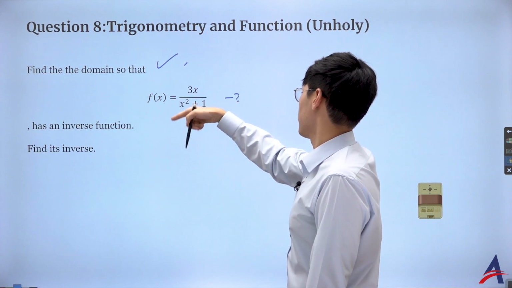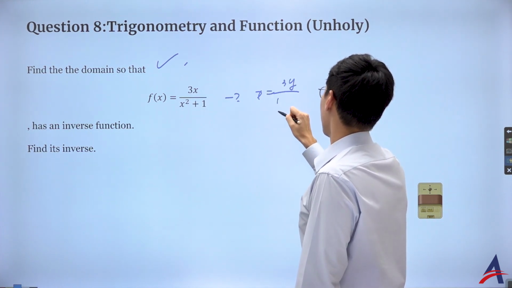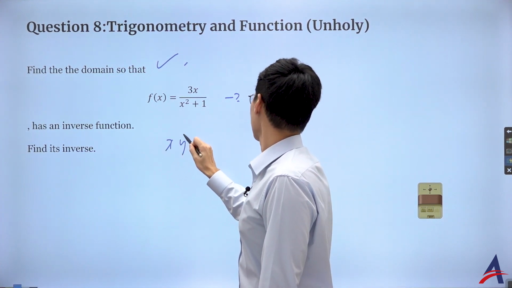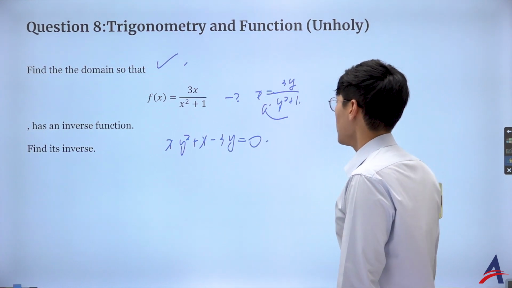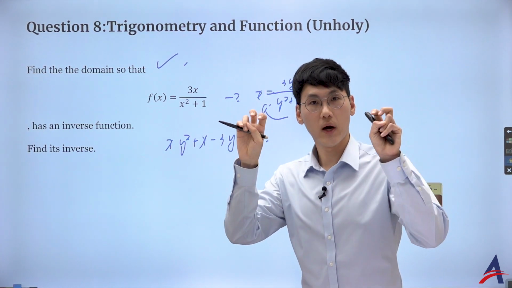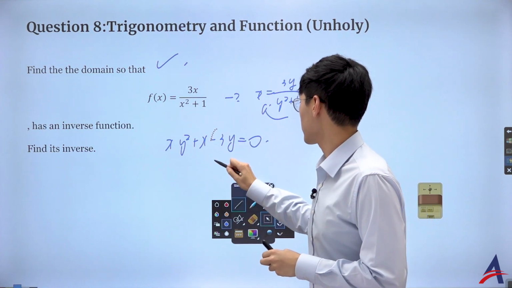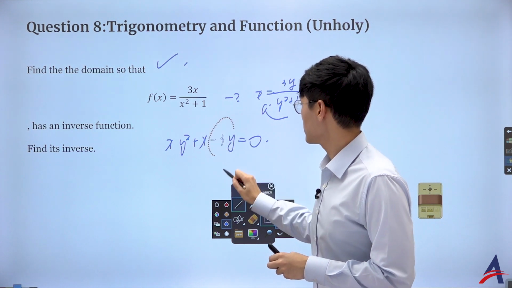So here, if I interchange x and y, this is going to be x is equal to 3y over y squared plus 1. If I do the rearrangement, I get xy squared plus x minus 3y is equal to 0. Now I'm trying to find the solution of y in terms of x, and the equation is now in the form of a quadratic. That is great. That is beautiful.